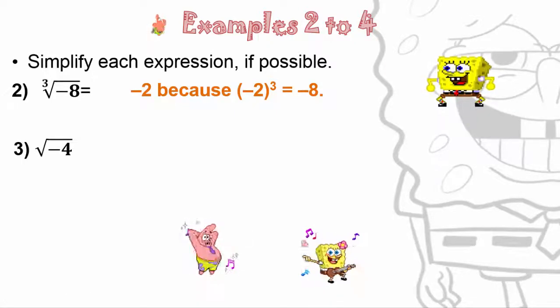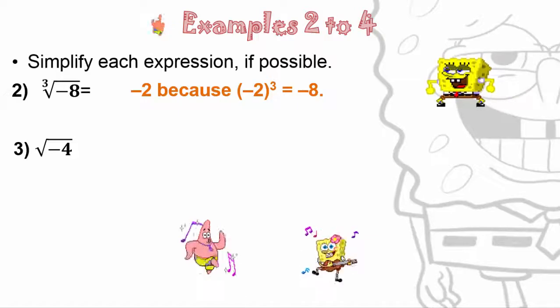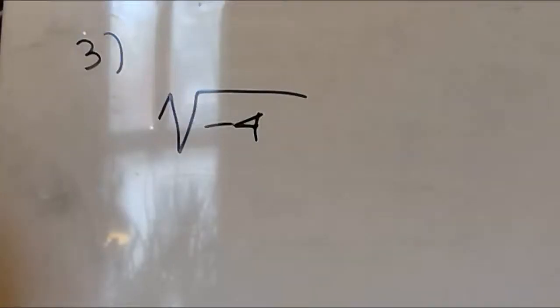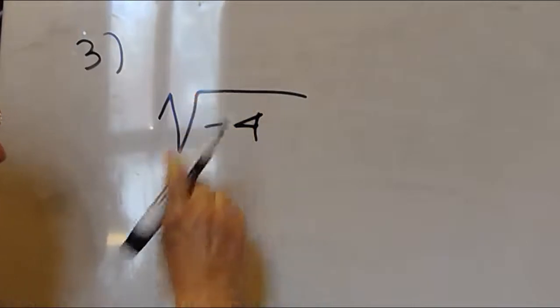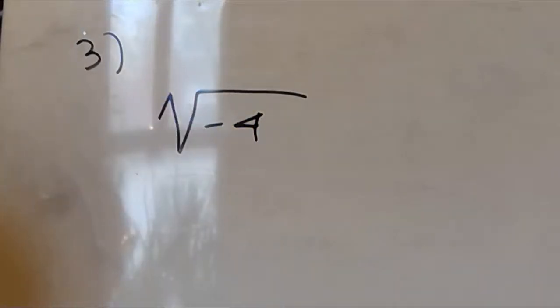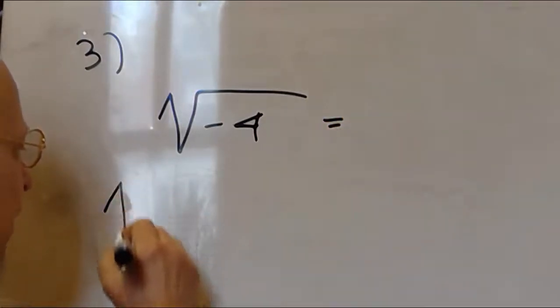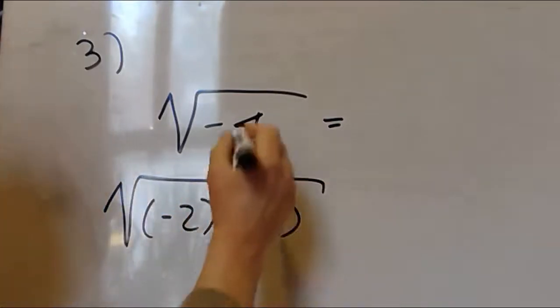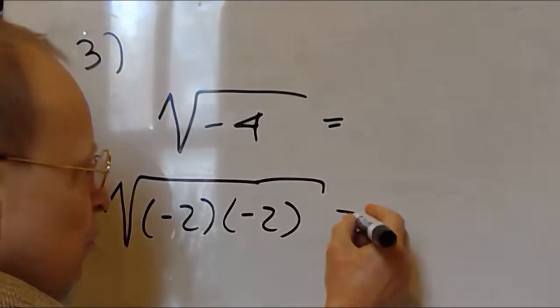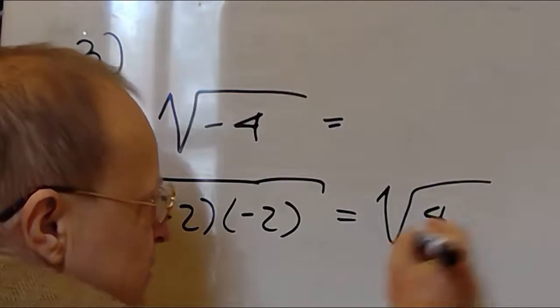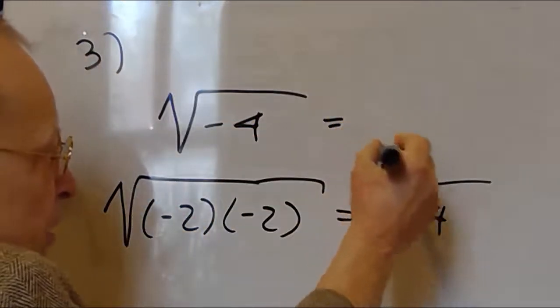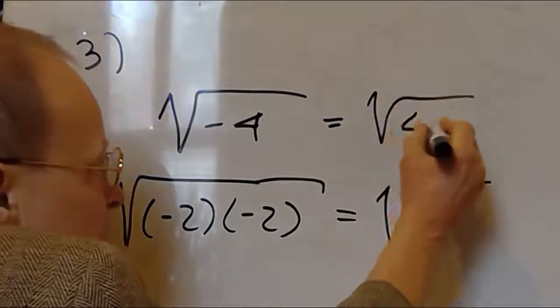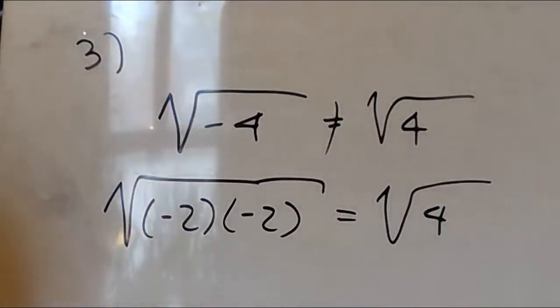In example number 3, we're asked to find the square root of negative 4. So let us go over to the whiteboard and see what this one is. That's the square root of negative 4. And if we don't see a number there, we just assume it's the square root. So if we break it down into negative 2 times negative 2, we get a positive 4, and we try to bring it back again, a positive 4. This and this are not equal. So negative 4 and positive 4 are not equal, so we cannot use that.